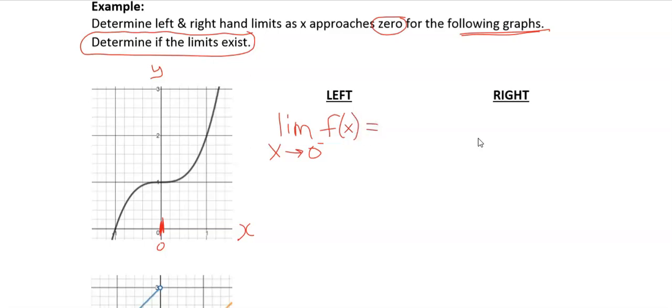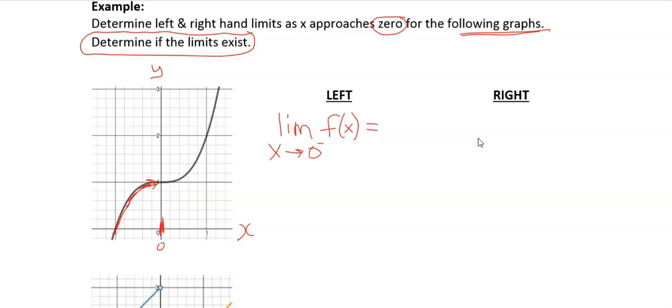Now, take your pencil or your pen, whatever you're using, put it on the curve to the left of that x equals 0, and I want you to start moving your pencil closer and closer and closer to that x value of 0. Now, don't actually put it on 0, but just get closer and closer to 0. What y value is my pencil approaching?